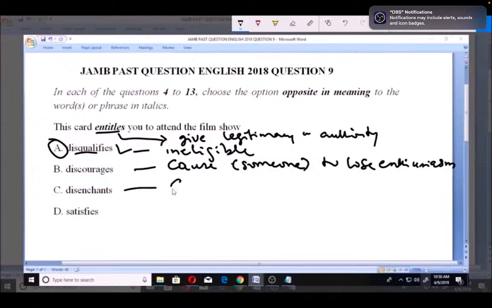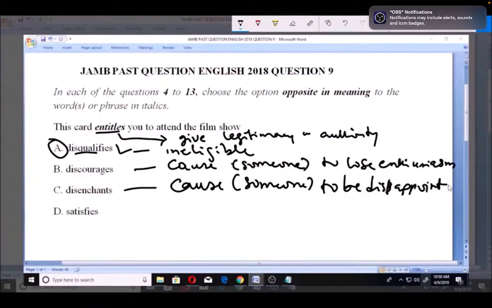Disenchant means to cause someone to be disappointed. That's the meaning of disenchant. And satisfy simply means to meet the expectations, to meet someone's expectation.